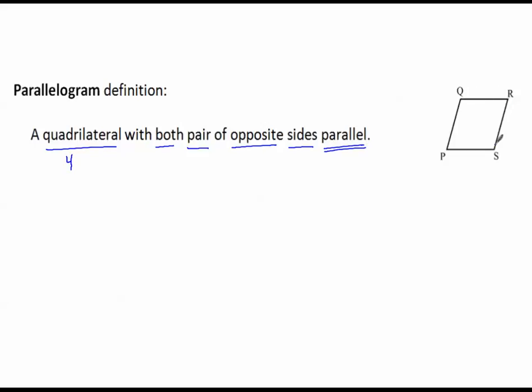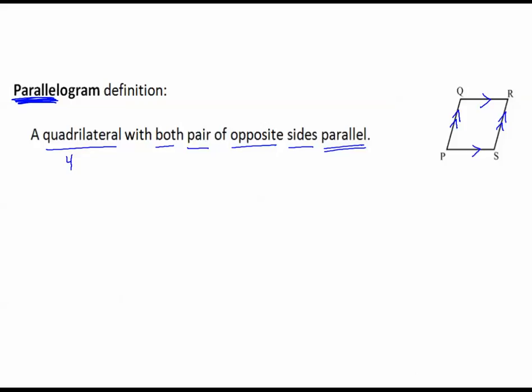This side and this side parallel. Remember how we show that with the arrows. The other pair of sides parallel. Remember how we show that with the arrows. If both pairs of opposite sides are parallel, that is the definition. It is a parallelogram.